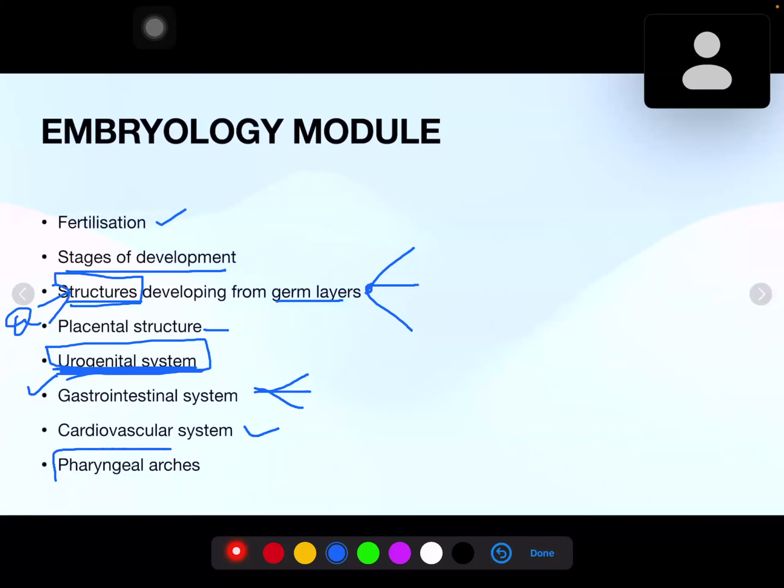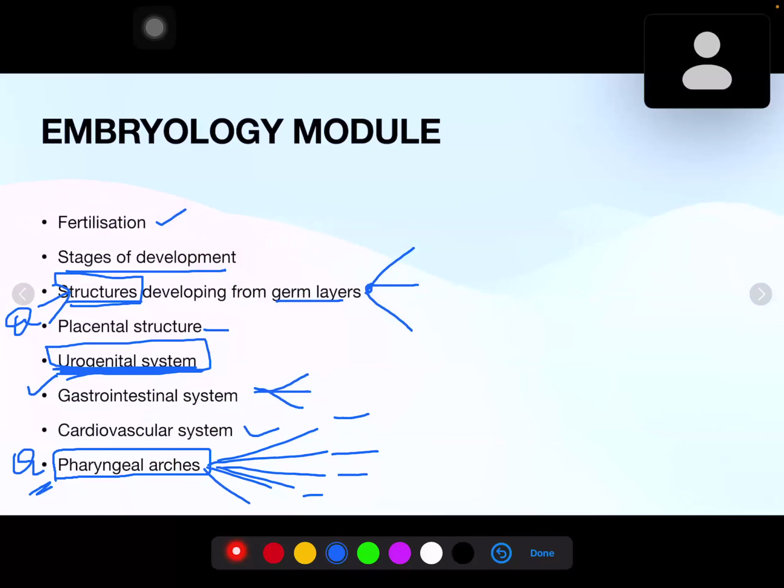And also this is a very important, and it's a pet question for exam, pharyngeal arches. Okay, you will see in this embryology module there are these pharyngeal arches, which are 6, and what structure developed from which pharyngeal arch. So these 2 things you have to remember by heart: the germ layers, the pharyngeal arches. Okay, and you have to memorize these as well. Okay, you cannot skip them. So these 2 are very important. Rest of the things are also important, but there are few things which you have to memorize.